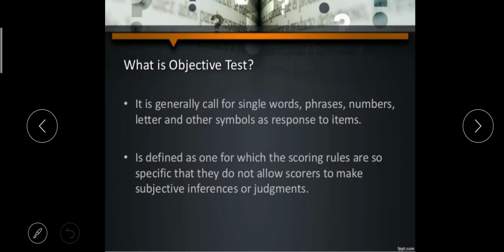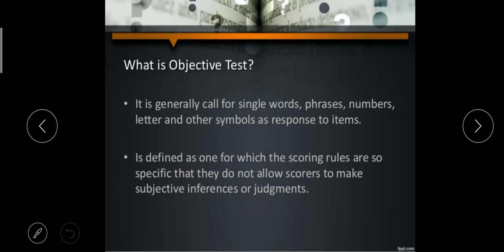Now we will discuss the objective type, meaning like 1 mark. Okay, 1 mark question. It generally calls for single words, phrases, or a number or letter or other symbol as a response to the item. It is identified as one for which the scoring rules are so specific that they do not allow the scorer to make subjective interference or judgment.